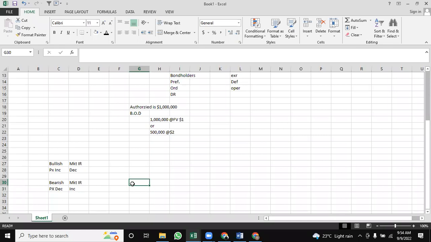Yes, ma'am. Ma'am, when the interest rate increases, the bond demand also increases. It is only inversely related to market price. Yes, the bond price, because the market interest rate has a direct effect on the bond price. Okay, ma'am. Yes, ma'am. Next question.